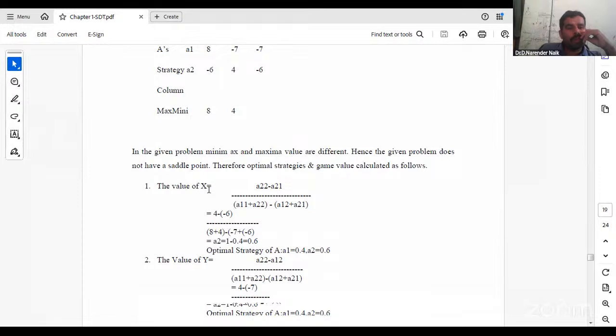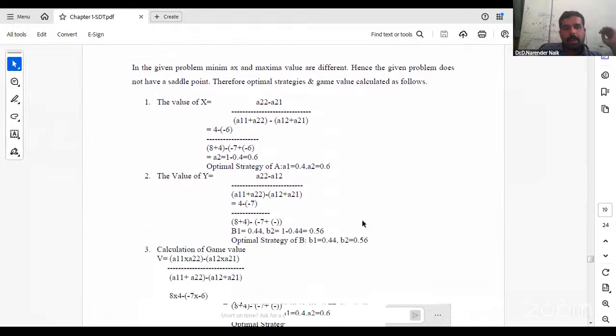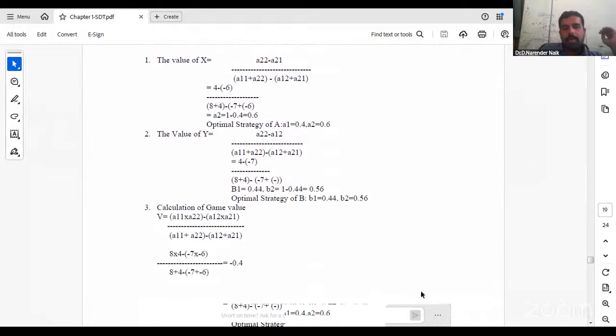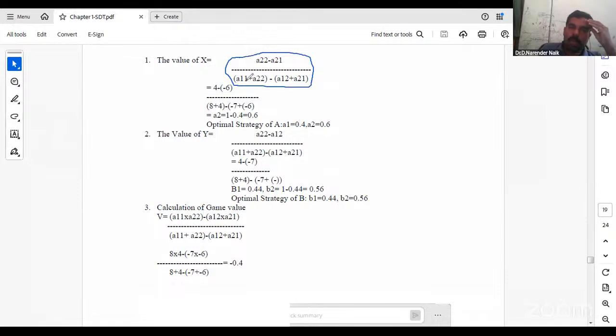The value of x is equal to A22 minus A21 divided by A11 plus A22 minus A12 plus A21. This is the principle for the x value, y value and v value. Just remember this principle very carefully. A second row second column minus A second row first column, divided by A first row first column plus A second row second column minus A first row second column plus A second row first column.